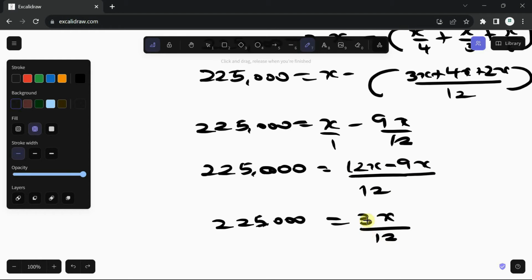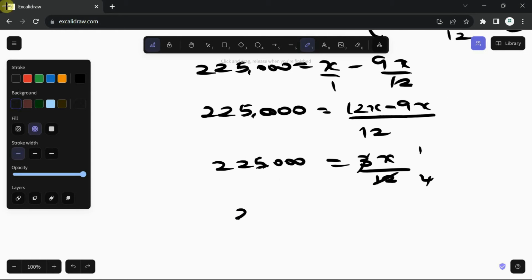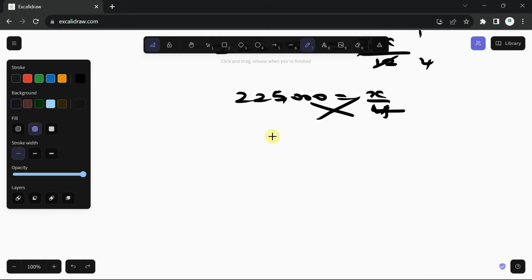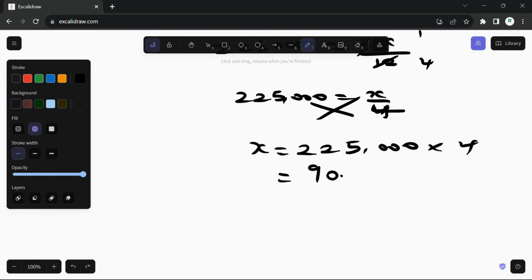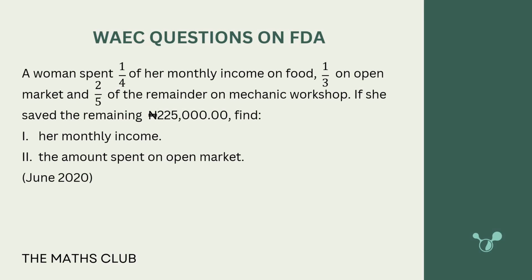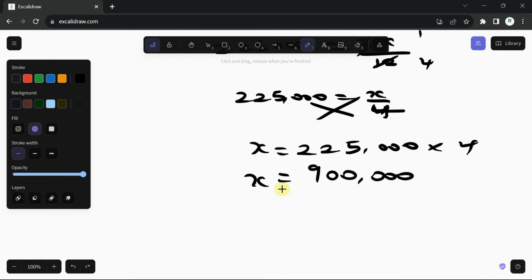So let's simplify this fraction. 3 can go here 1, 3 can go here 4. So 225,000 is equal to x over 4. We want to find what x is, so I can just cross multiply. So x, which is our income, is equal to 225,000 multiplied by 4. If you multiply this by 4, this will give you 900,000. So that means our monthly income is 900,000.